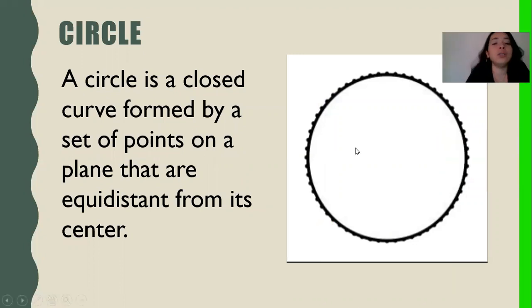So a circle is a closed curve formed by a set of points on a plane that are equidistant from its center. So notice on the circle, there are a bunch of points and they're all the same distance from the center. So this is my center of the circle, right where my arrow is, let's see if you can see. If my center is right around here, right? All these points are the same distance from the center. And remember, you can always ask me to stop or to go a little bit slower if you need me to.